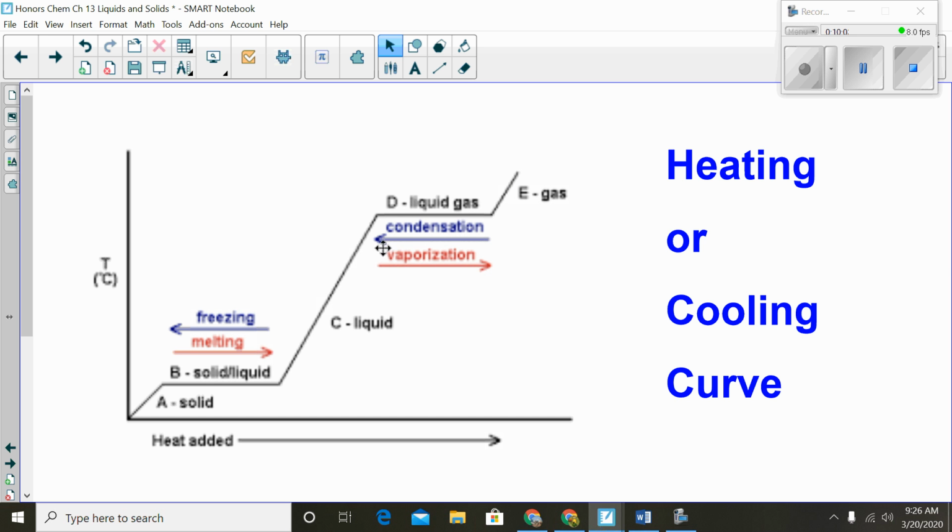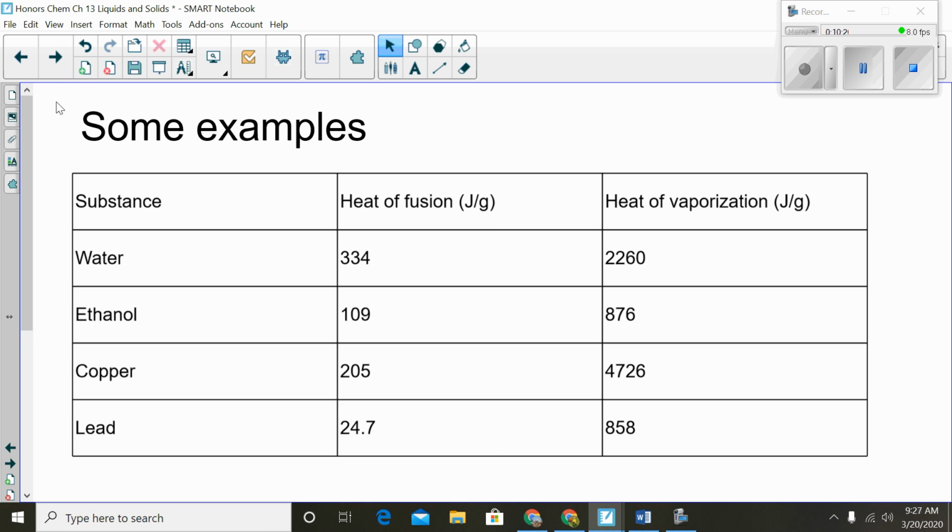Condensation and vaporization are occurring at the same temperature. So these are the areas we're going to focus on, these heating and cooling curves. These are called phase changes, and that's what you'll be calculating, the energy that it takes for these phases to change. Okay? All right. So this chart is just showing you the real values for these substances.